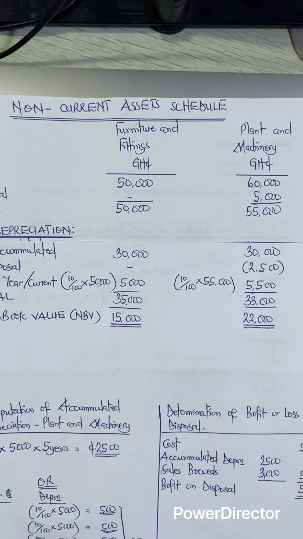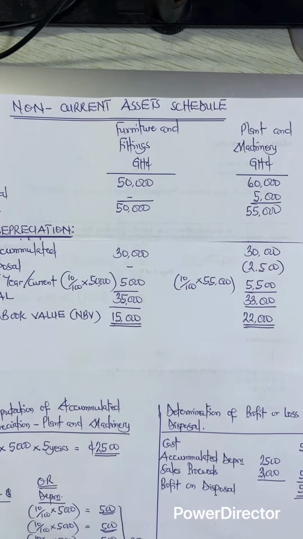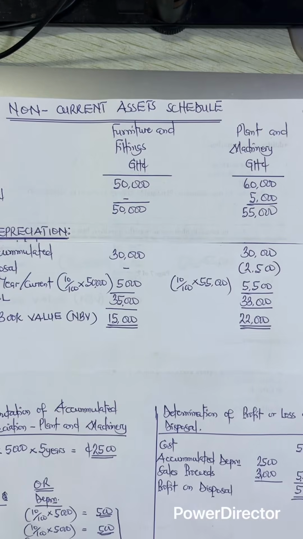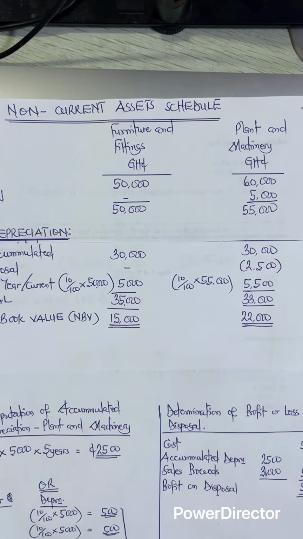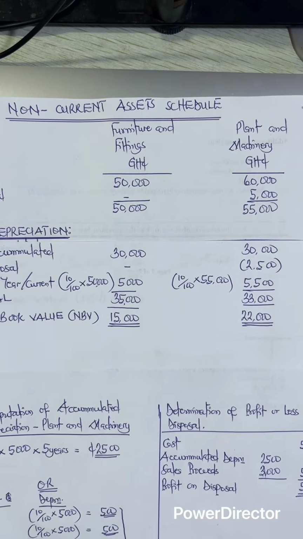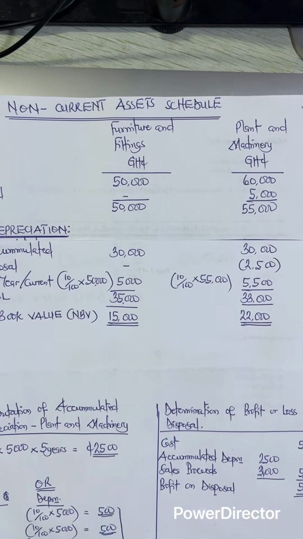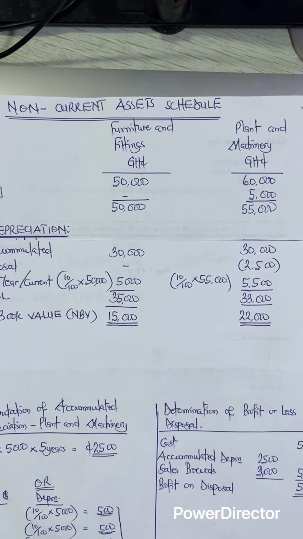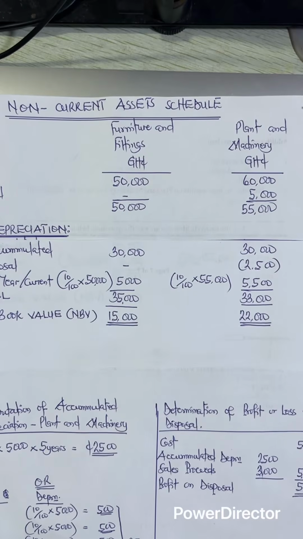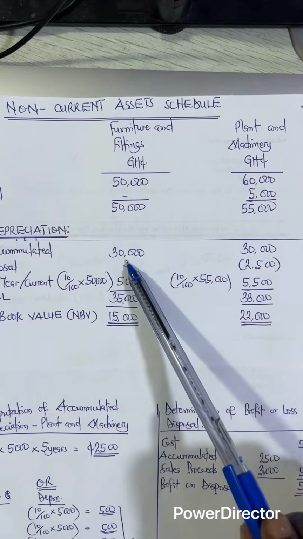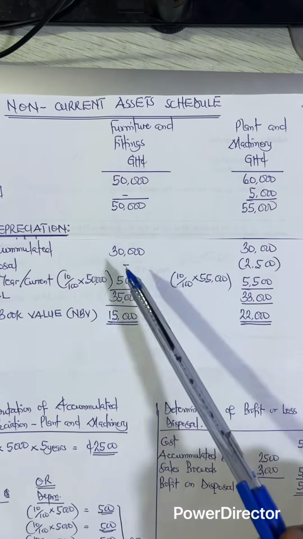Plant and machinery, furniture and fittings, the cost was 50,000. It has been written in brackets, 50,000. And the debit side is 20,000. That means that the value of the furniture and fittings currently is 20,000, and we acquired it for 50,000. So it has reduced in value by how much? 30,000. That is the accumulated depreciation that we have gathered so far.